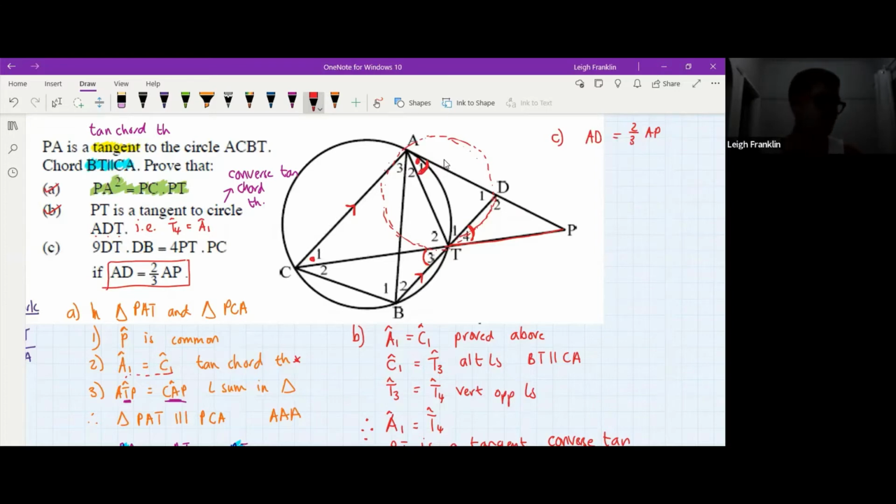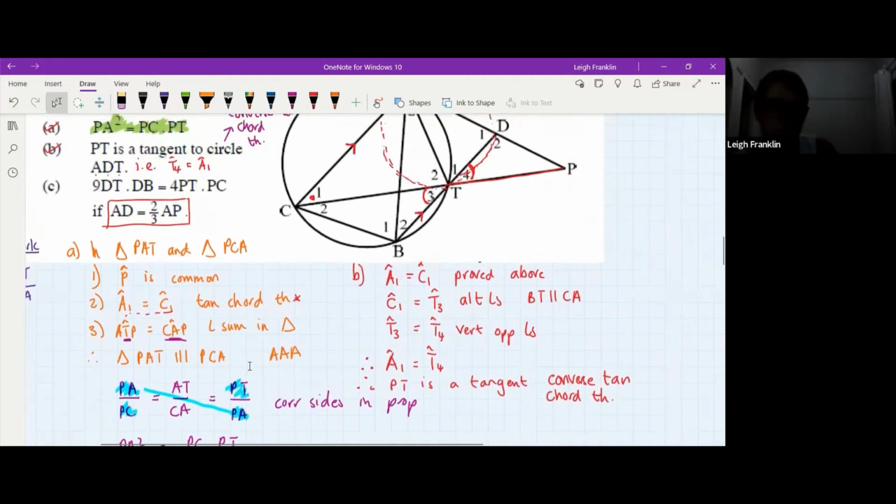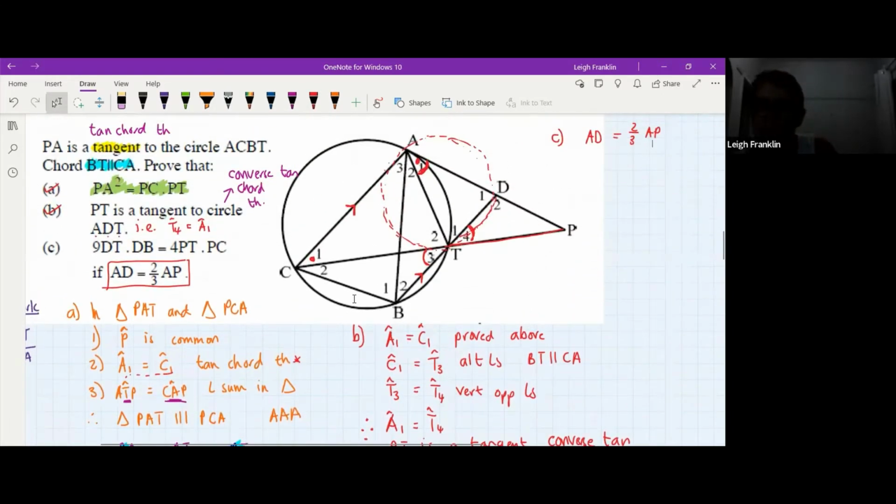Thelma, would you say AD over AP equals 2/3? Just say that again, Thelma. AD over AP equals 2/3.